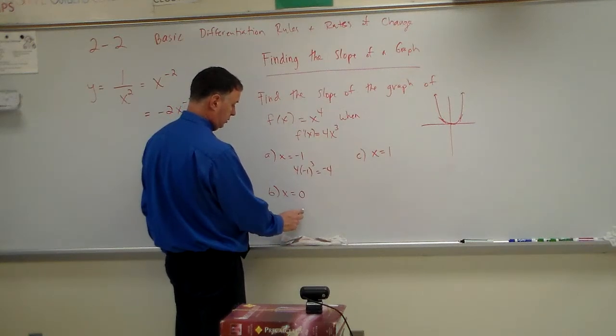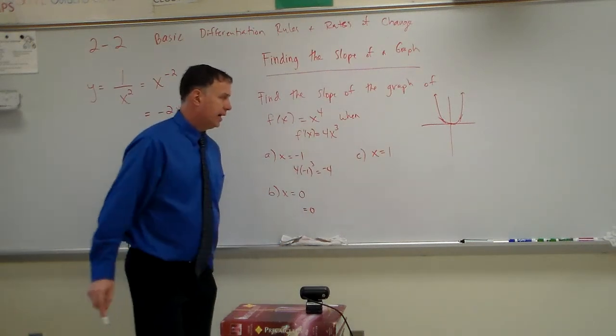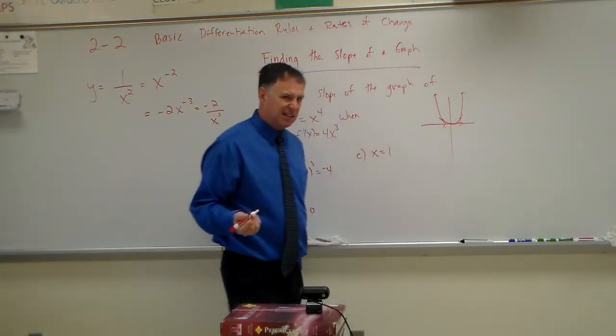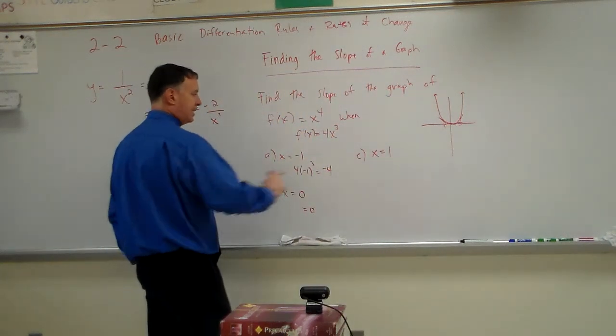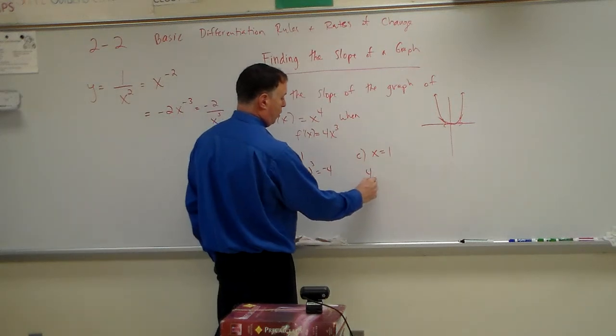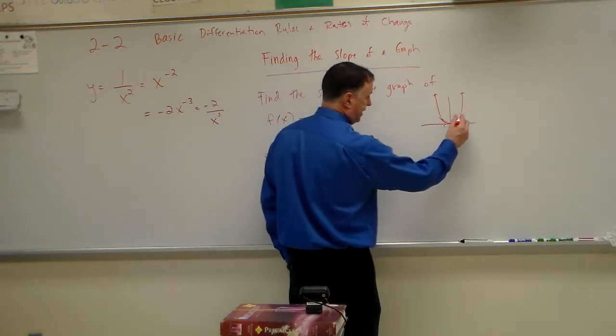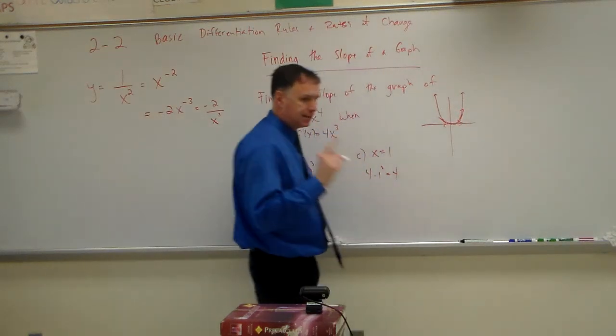Plug a 0 in here. What do I get? 0. Makes sense, right? Horizontal tangent line, slope is 0. Makes sense? Come on, little connection there. x equals 1. Plug a 1 in. 4 times 1 cubed. 1 cubed is 1, times 4 is 4. Makes sense. Positive slope, positive 4.